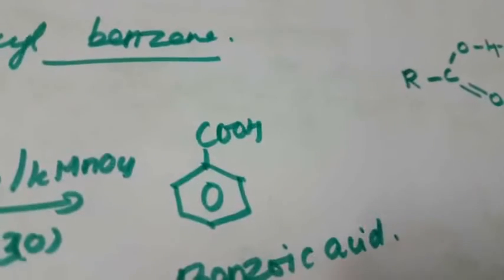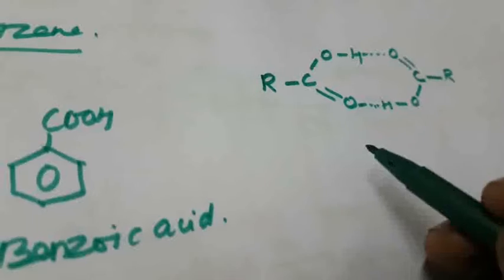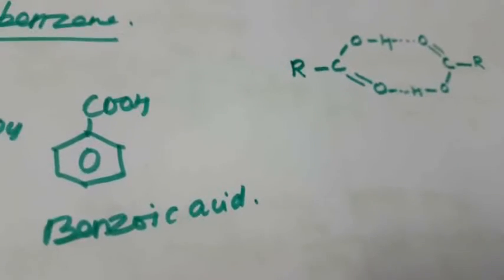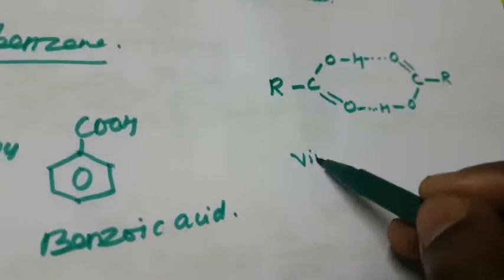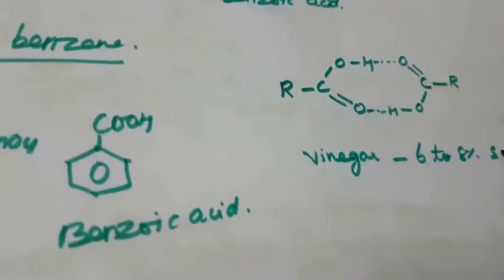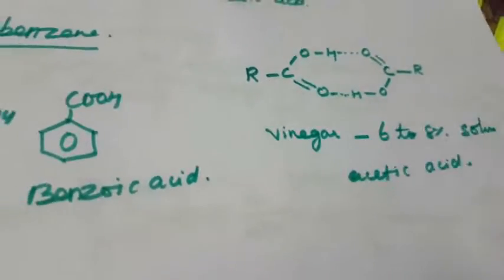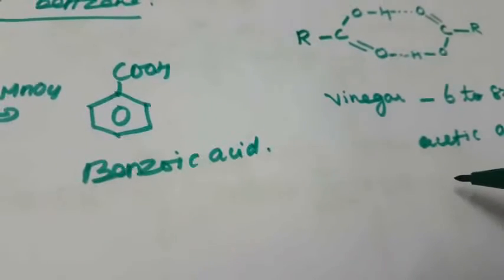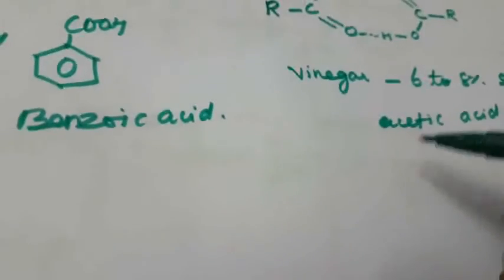Another one: low aliphatic carboxylic acids are miscible with water. Up to 4 carbons is miscible. Miscible means mixed with the water. Higher carboxylic acids are insoluble in water. Another one: vinegar is a 6 to 8% solution of acetic acid. So this is called vinegar. When aqueous acetic acid is cooled at 16.6 degrees, acetic acid solidifies and forms ice-like crystals.